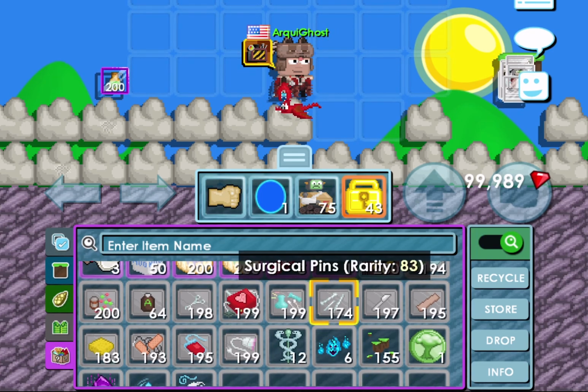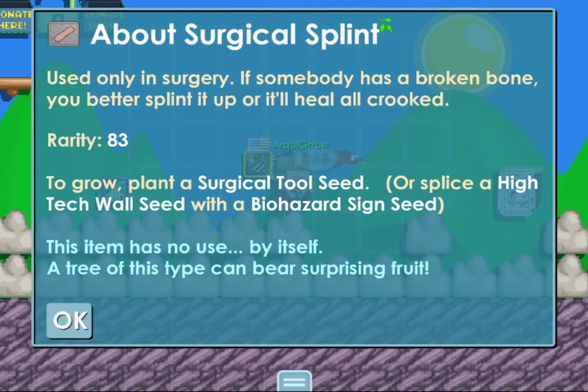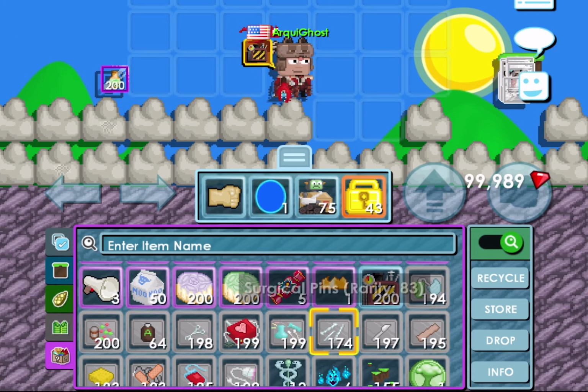Next one, surgical pins. This is used when you have a shattered bone. There are 2 ways a bone can be. Number 1, if it's broken, you use a surgical splint. This one. And you can use a surgical splint at any time during the surgery. But if the bone is shattered, you have to use a surgical pin. But to use a surgical pin, you first have to do at least 1 incision. And then once you fix the shattered bone, it becomes a broken bone. And then with a broken bone, you use a splint and you fix the bone completely.